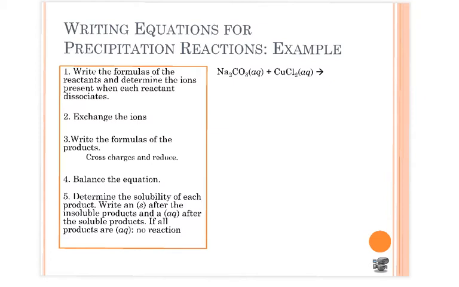First, we'll write the formula of the reactant and determine the ions present when the reactant dissociates, right? So we've talked about ionic compounds dissociating into their cation and anion. So here we have sodium carbonate, and when it dissociates in solution, it ends up being positive sodium, so that's our cation, and our carbonate, which is our anion, plus our copper 2 here with our chloride, right?